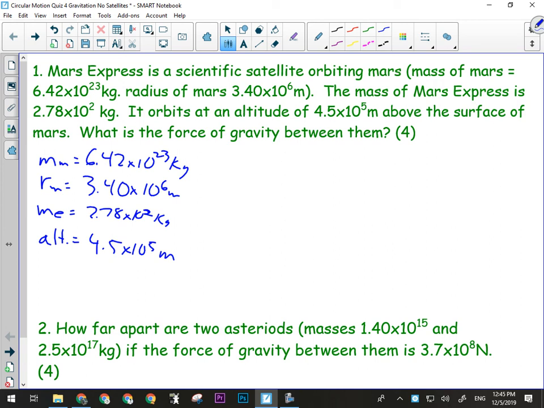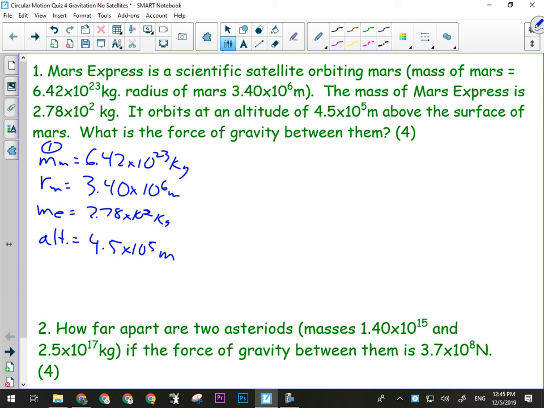Why am I given two different distances? Because they both add up to the radius. The orbital radius, or any radius that we use in a gravitation problem, is the distance from the center of one object to the center of the other. So we have to combine those two things in order to get our full radius. So they can have a mark here.